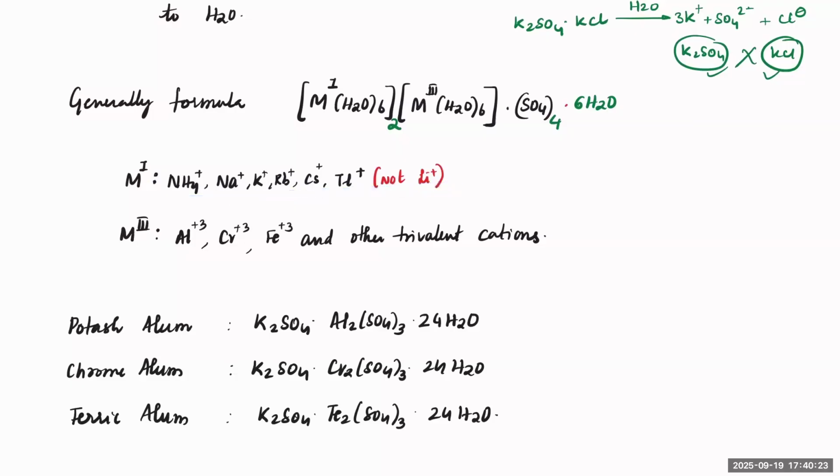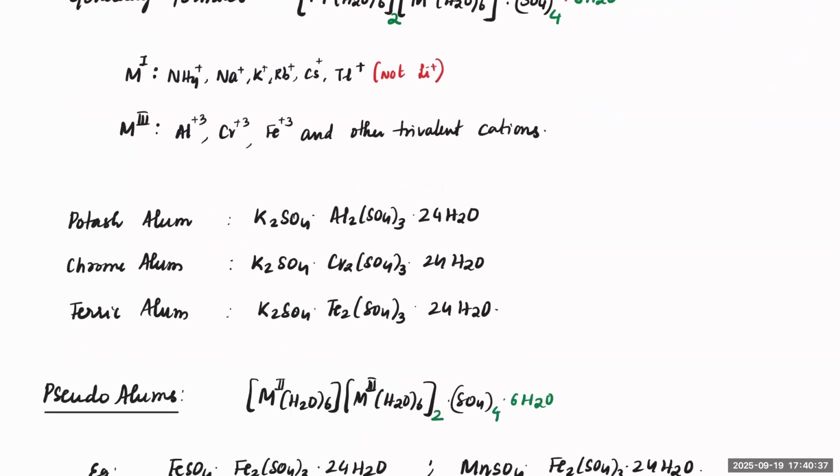At the same time, the +3 metal will be aluminum, chromium, iron. These are the ones. Cobalt also in some cases. So they should usually be trivalent cations. Clear? Now, potash alum, if you notice, will have potassium and aluminum. Chrome alum, you will have chromium and potassium. Ferric alum, iron and potassium. So these are called respective potash, chrome, and ferric alums. Clear?